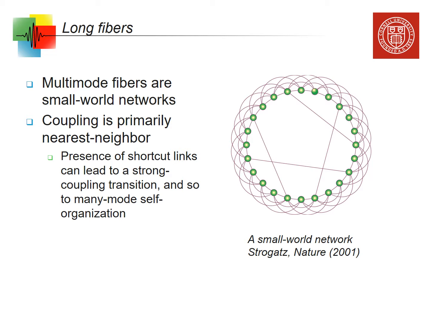Fortunately, as I had before, there's many examples of complex networks in nature. And a field has developed to study these. This is the world of complexity science or complex networks. And in particular, many networks of interest are so-called small world networks. And these are networks where coupling is primarily to nearest neighbors or it's locally connected, and there are a few shortcut couplings. And it turns out that multimode fiber is essentially a small world network also.